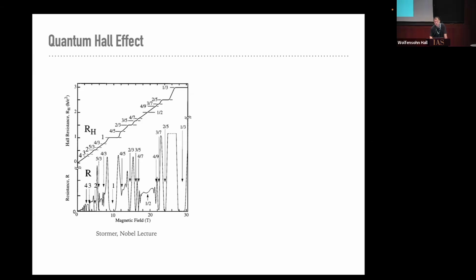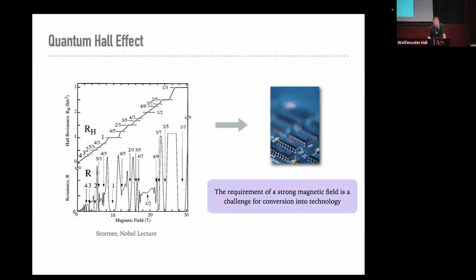But in terms of technological applications, maintaining a strong magnetic field is always a cumbersome thing. So the question was really, how can we get rid of this magnetic field? Can we realize the quantum Hall effect at zero magnetic field? In fact, I think this question was asked almost right after the discovery of the integer quantum Hall effect.